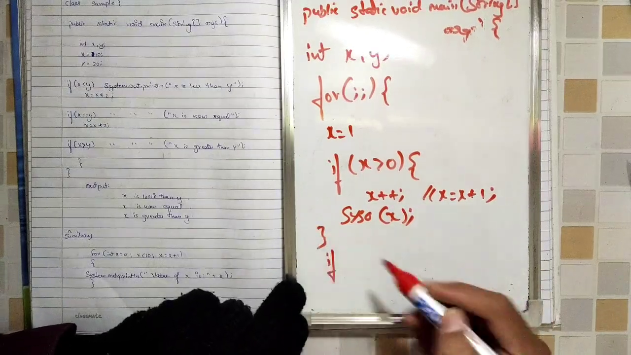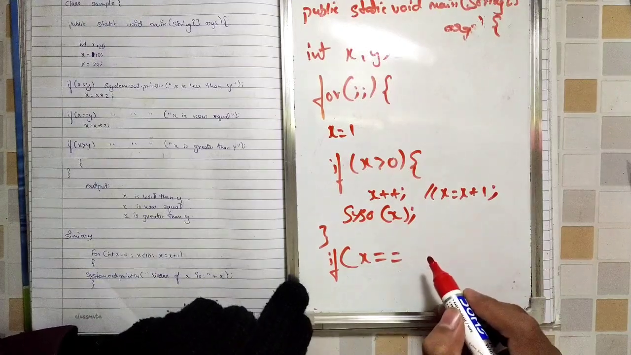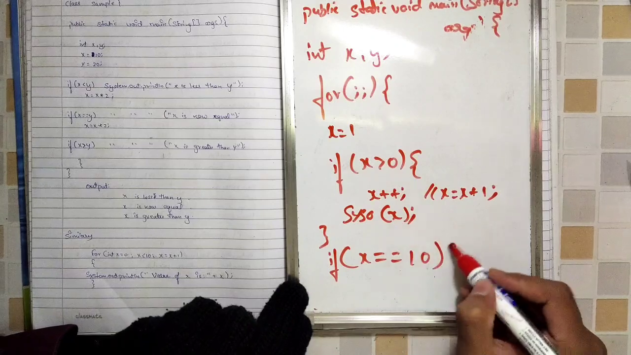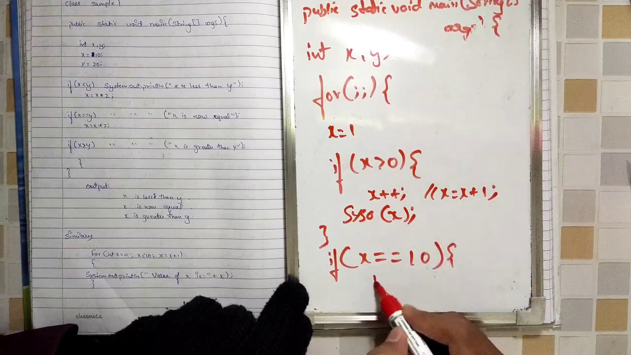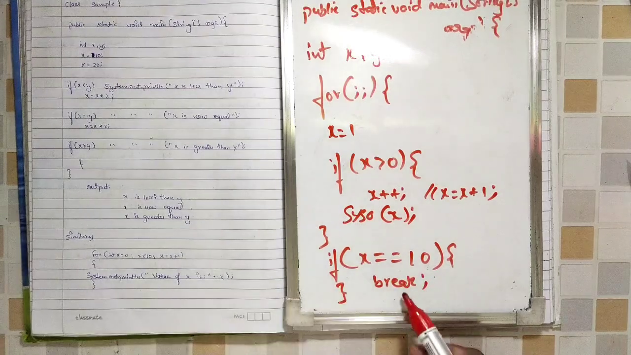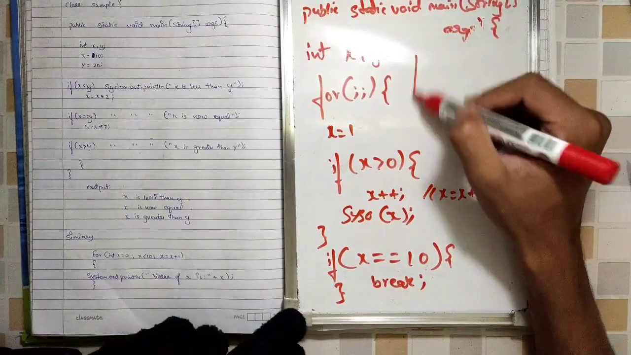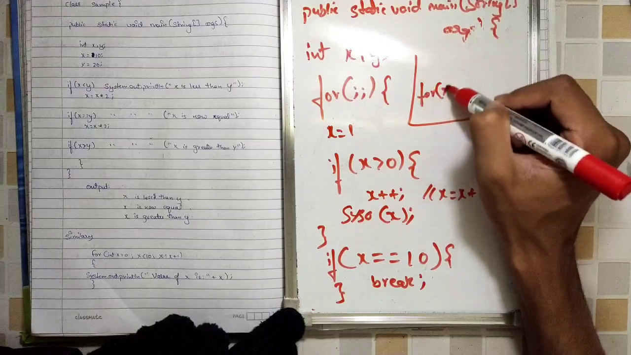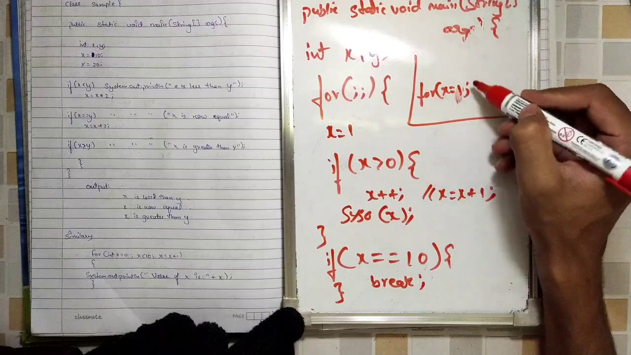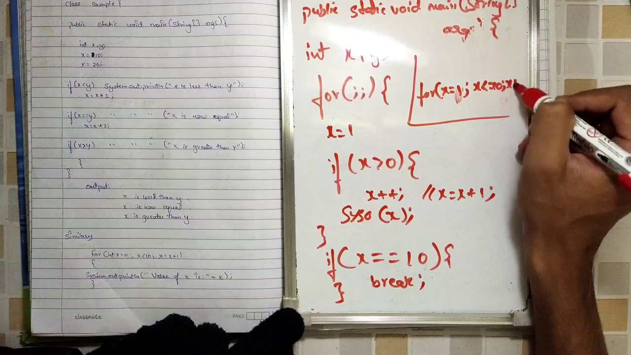Now I will say, if x is equal to, suppose, 10, then I will simply write break. Because of this break statement, it will come out of the loop. Now see here, initially I will write it here, for x equals 0. Suppose it was 1, x equals 1, x less than or equal to 10, x plus plus.